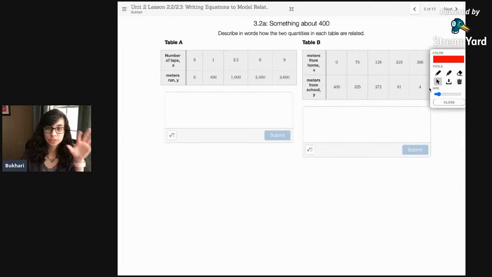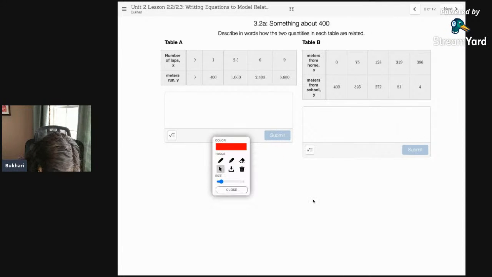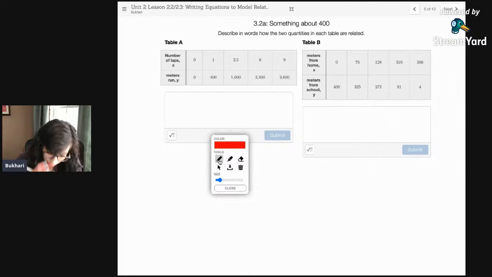We went from equations to words, words to equations, and now we're on to tables to words. Look at what the relationship is. If I take a look at table B, I see that we have meters from home, and we have meters from school. And so how do I write that relationship? What is the relationship going on here?